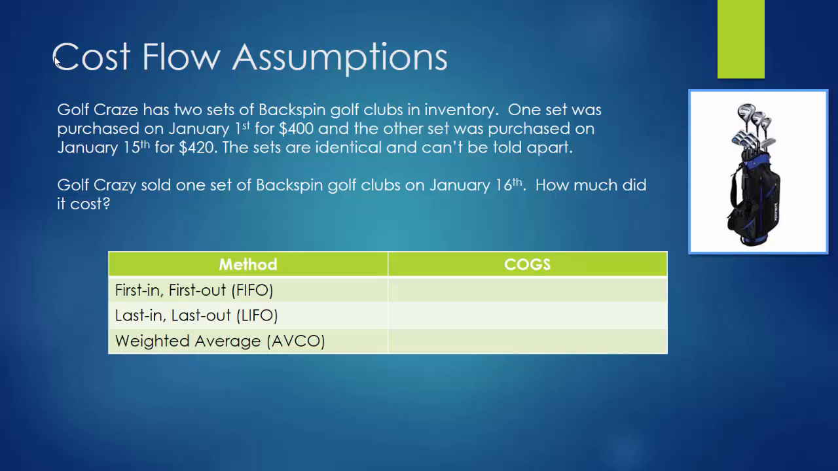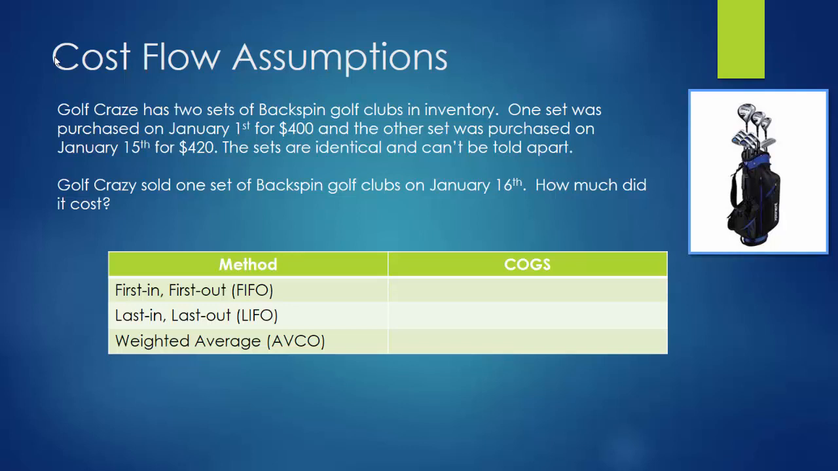Let's say that Golf Craze has two sets of backspin golf clubs in inventory. One of these sets was purchased on January 1st for $400, and the other set was purchased on January 15th for $420. We can't tell these apart. So when someone comes up and brings a bag of these backspin golf clubs to the register, we have no idea if it's the January 1st purchased one or the January 15th purchased one. So we make an assumption. Our three options are FIFO, LIFO, and AVCO.